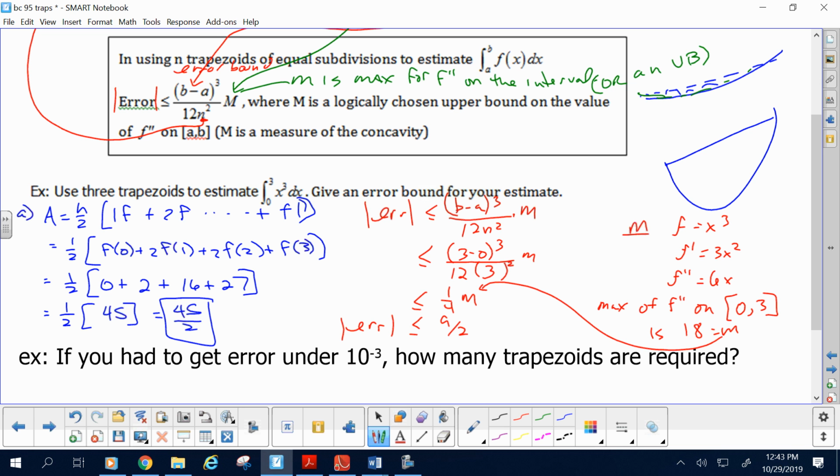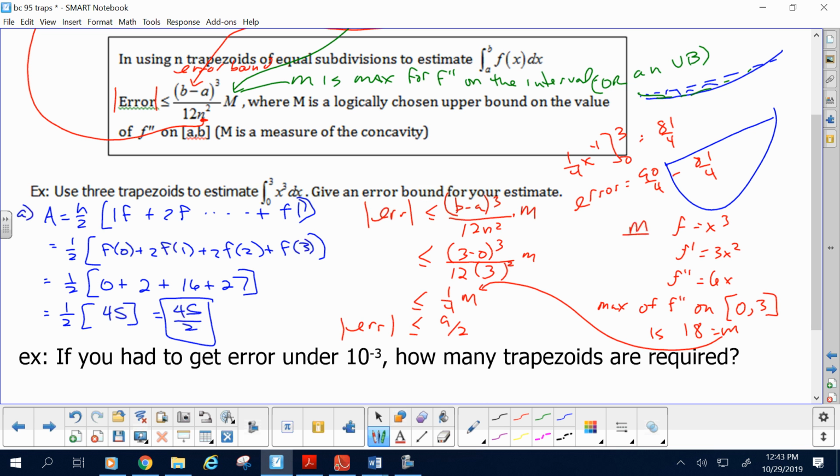What is the true error here? Something like 81/4. Do you agree? So what is the error here? Our estimate is 45 halves or 90/4.